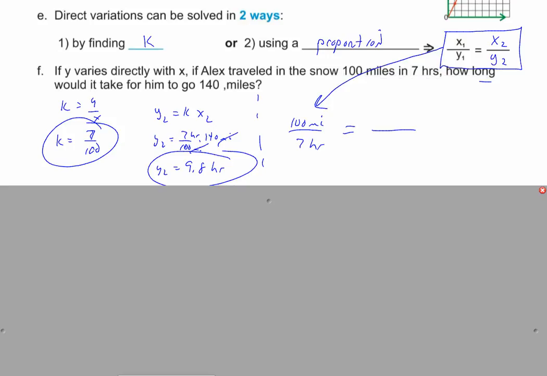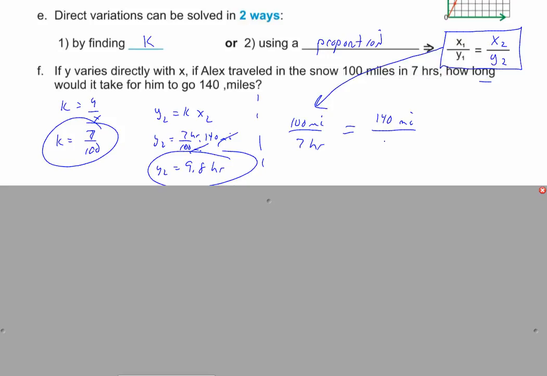So that's why I like to put the units in, because the units help me to get the things in the right spot. So I use the 100, I use the 7. The only thing left is 140 miles. And it's either going to go in the top right or the bottom right. So it goes in the top right because the miles are in the top. That has to correspond. If they would have given me hours instead of miles, I'd have put the hours in the bottom right and found the top.